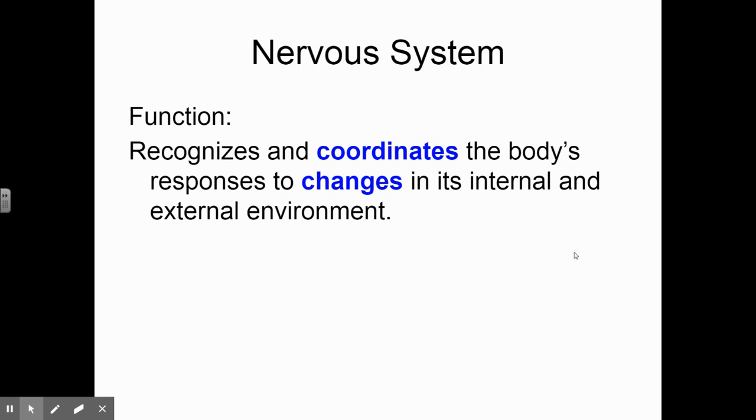So the main function of the nervous system is to recognize what's going on around the body and the external environment, and coordinate a response to any changes that might be happening within the body or in that environment. This is mainly done to help the body to maintain homeostasis.